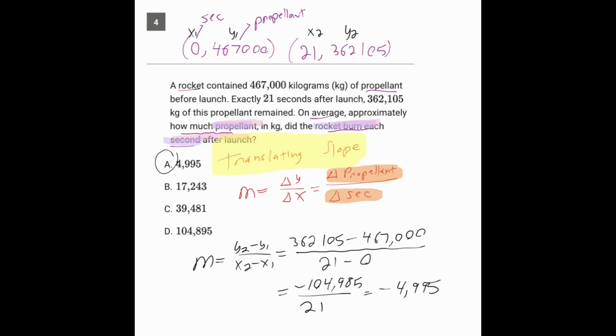Now, the negative is not there in the answer because we know that it's the amount that's being burned each second. In other words, there's an implied negative in the wording, so we don't actually have to see it in the answers. But once again, the answer is A.